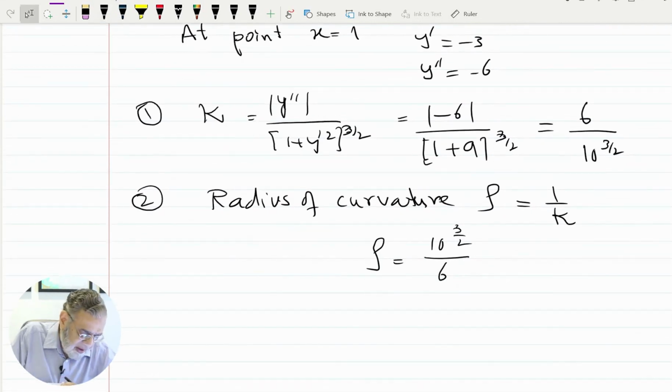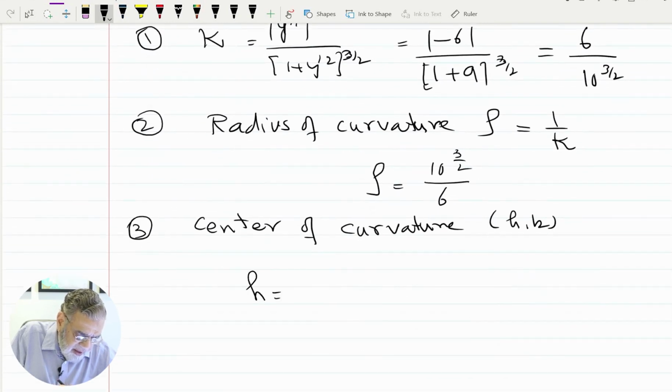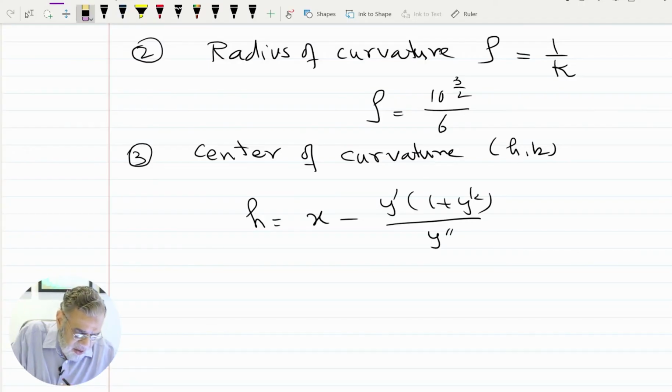Number 3, we want to find the center of curvature. To find the center of curvature, we have all the values. We only have to substitute into the formulas, which I wrote for that. We want to find h and k. To find the value of h, it is x minus y dash into (1 plus y dash square) over y double dash. We just have the values of y dash and y double dash. We substitute these values, and the point given to us is (1, 1), that's x equal to 1. We substitute the values in the formula and we can get the x value of the center of curvature.